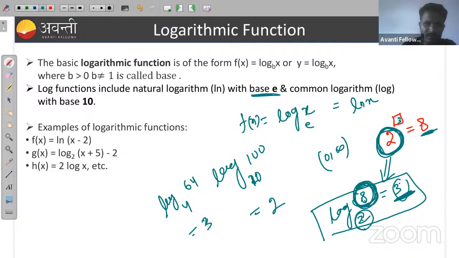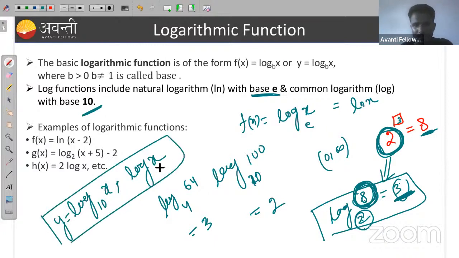But whenever the base is 10, it is called the common logarithm. We generally don't write anything. Log base 10 of x or log x is the same. ठीक है, is same. ये लोग 10 लिखते नहीं है. Rather it is understood that it's a common logarithm. And whenever ln is written, you have to understand that the base is e. ठीक है. Example of a logarithmic function: f of x is ln x minus 2. That means what? That it is a log function of base e. ठीक है. G of x is equal to log base 2 of (x plus 5) minus 2. ठीक है. H of x is equal to log x, etc. These are examples of logarithmic functions.